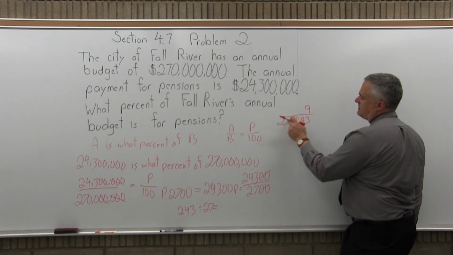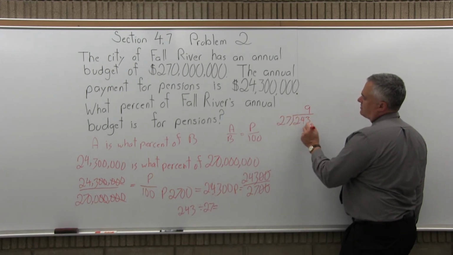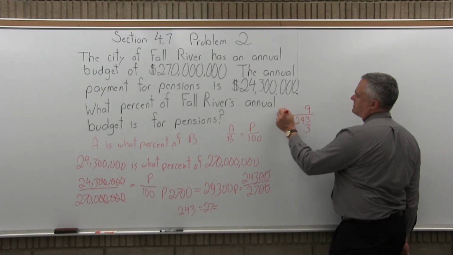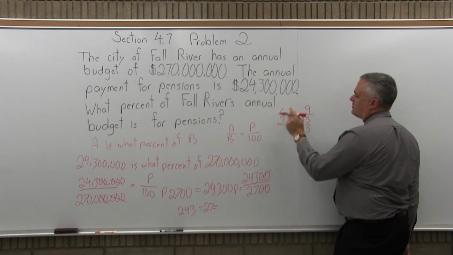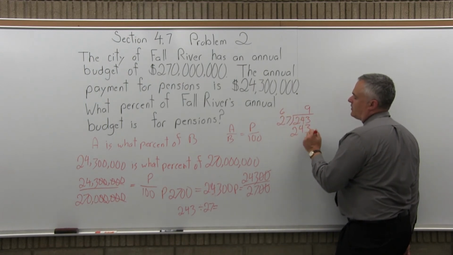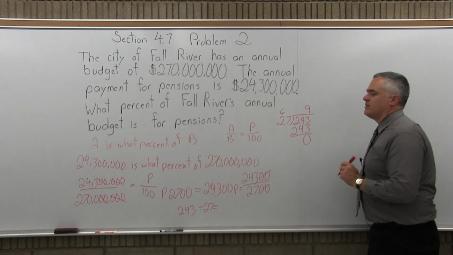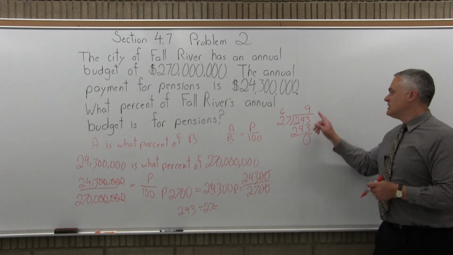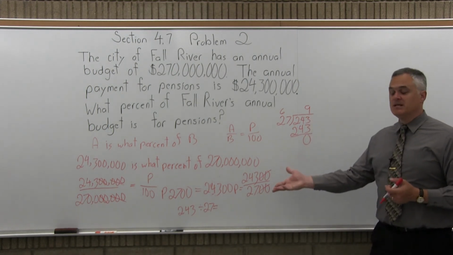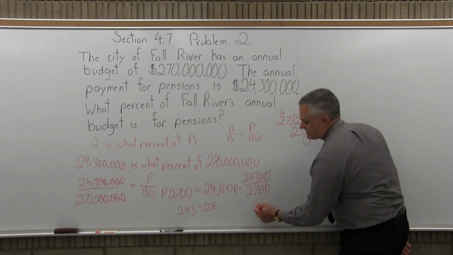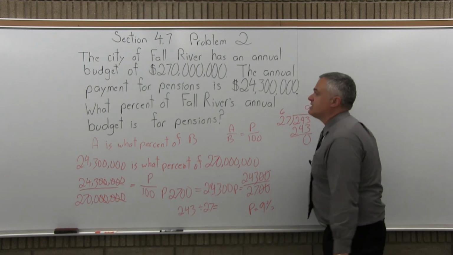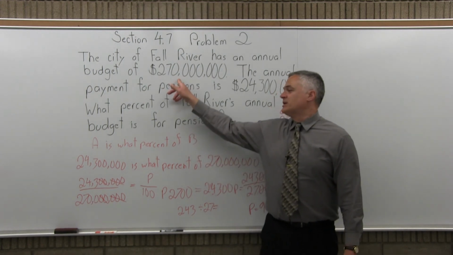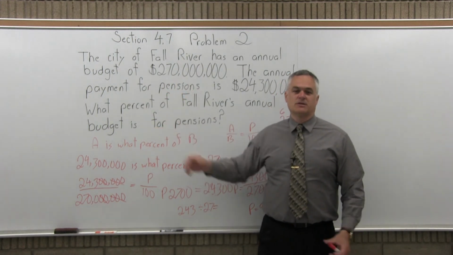9 times 7 is 63. So the 3 matches. That's good, right? The 3, carry the 6. 9 times 2 is 18, plus the 6 more that we carried, 24. So it works perfect. 243 minus 243, remainder is 0. So I get an answer of 9. What that means is P is 9. So that's 9%. So what percentage of Fall River's overall budget is for pensions? 9% goes to paying pensions.